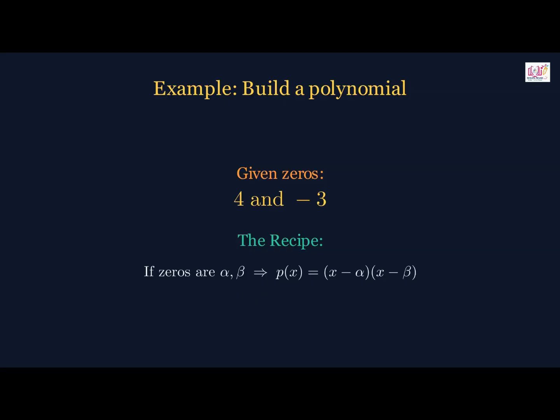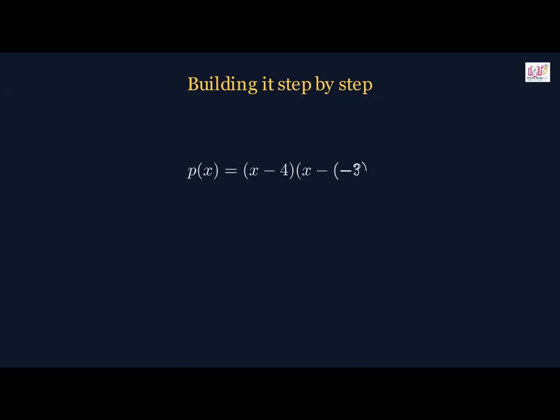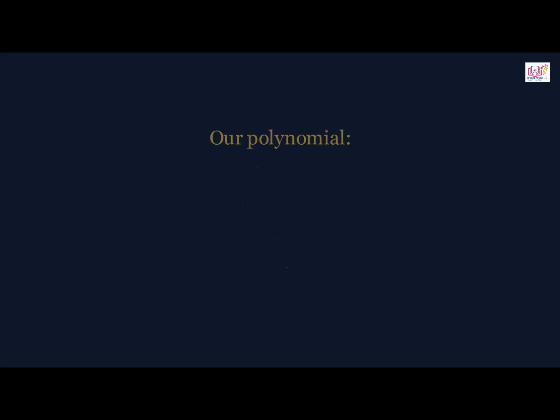Find a polynomial that has these zeros. The recipe is simple. If the zeros are alpha and beta, the polynomial is x minus alpha times x minus beta. So with zeros 4 and minus 3, the polynomial is x minus 4 times x minus minus 3, which simplifies to x minus 4 times x plus 3. Expanding, x squared plus 3x minus 4x minus 12, which equals x squared minus x minus 12. And there is our polynomial.